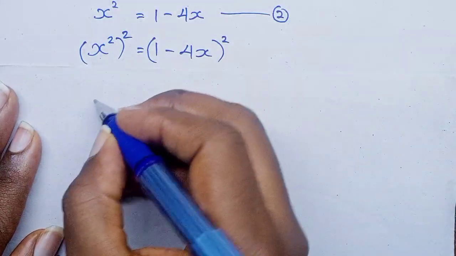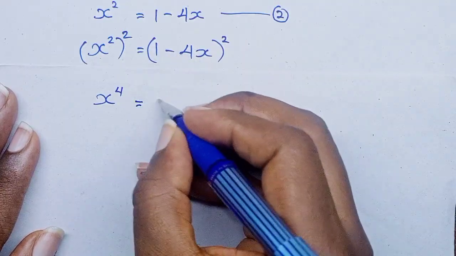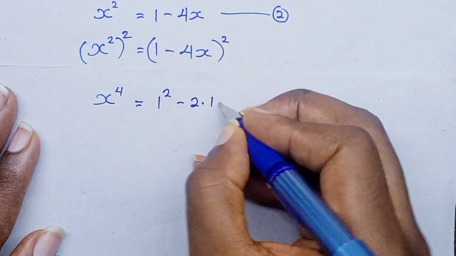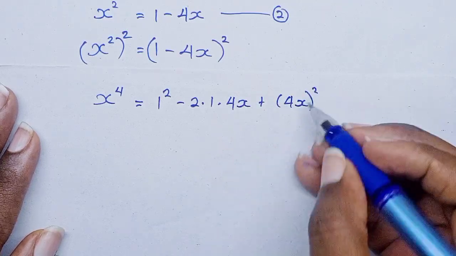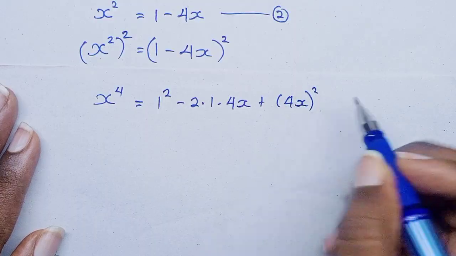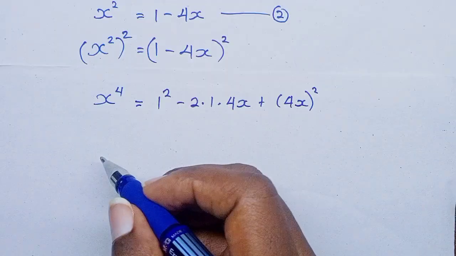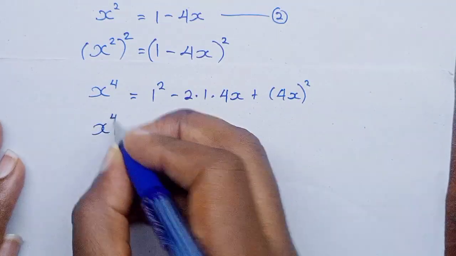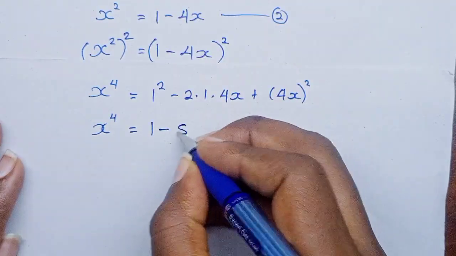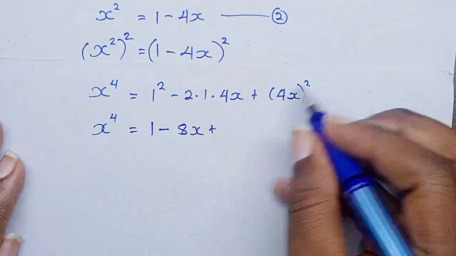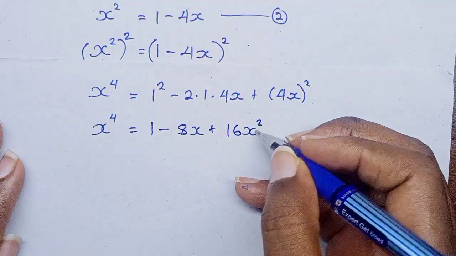So this will become x to power 4 being equal to, when you expand this, 1 squared minus 2 times 1 times 4x plus 4x squared. Remember the square is on both 4 and x, not only just x. Some people make that mistake. So we shall have x to power 4 being equal to 1 squared, which is 1, minus 8x plus 4 squared, which is 16, so 16x squared.